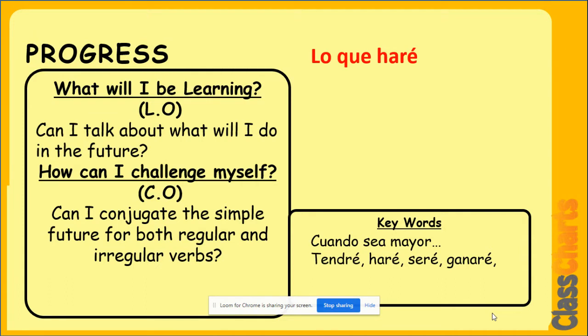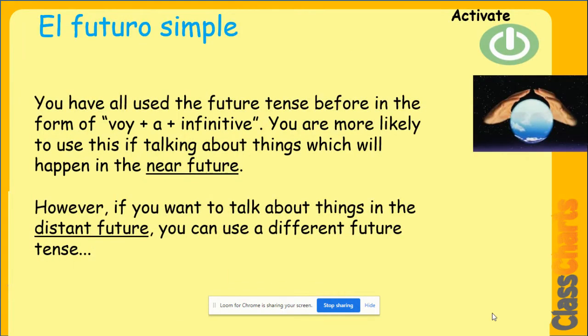Okay. As keywords, I've given you the first time phrase that we use loads and loads of times, so I think it's worthwhile to learn that one, cuando sea mayor, which means when I am older. And then I've given you 4 verbs there in the future tense, okay, and they're all in the I form of the future tense. So tendré, I will have; haré, I will do; seré, I will be; ganaré, I will earn. Okay, so without any more delays, we're going to start talking about the future, the simple future.